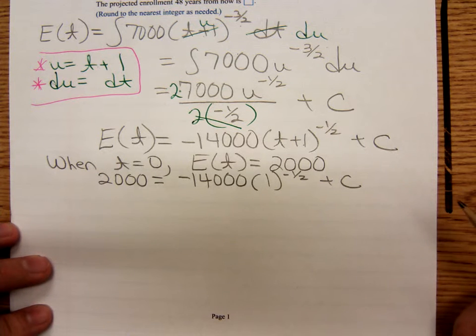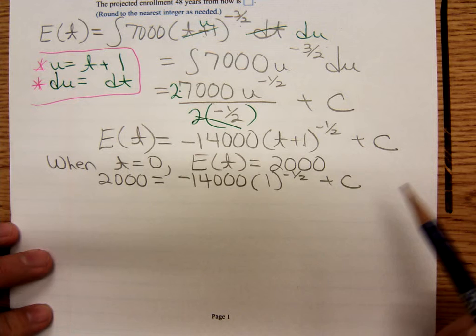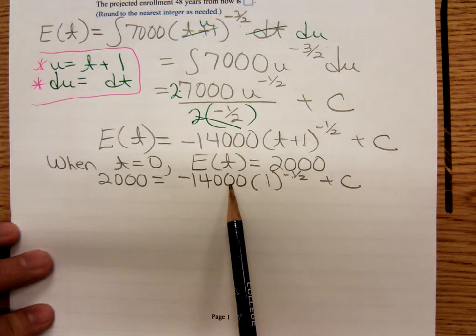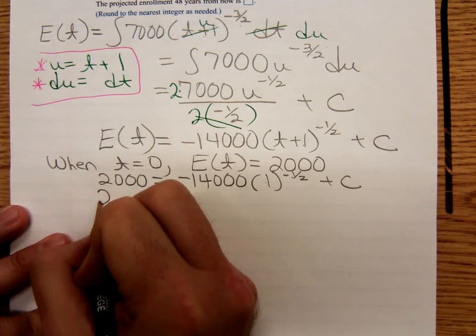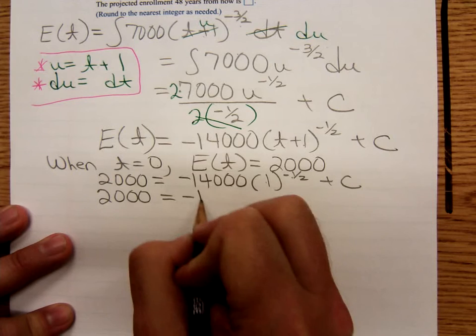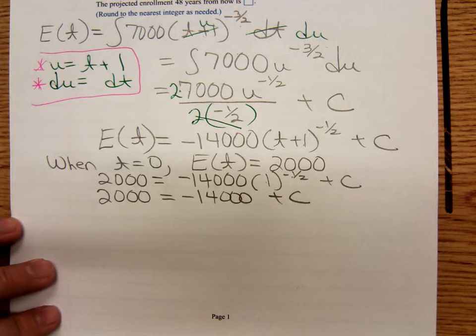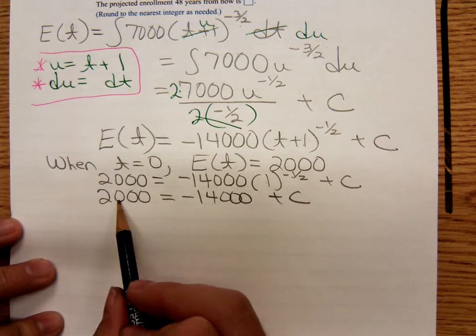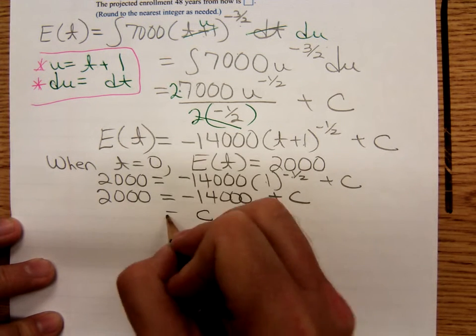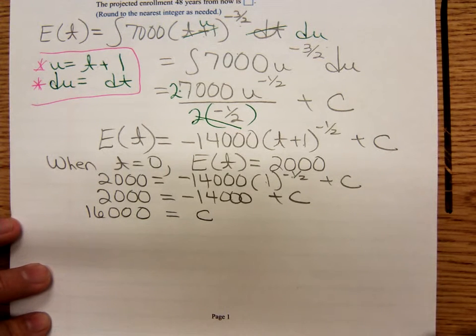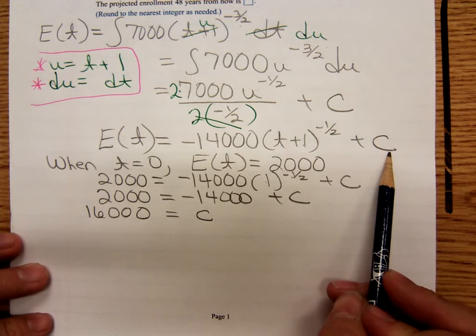1. So why do you have to resort to a calculator or rewriting using a positive exponent? I know 1 to any power is 1, times negative 14,000 is negative 14,000. So I really have 2,000 equals negative 14,000 plus C. So what's my constant of integration? 16,000. Add 14,000 to both sides to give me a constant of 16,000. So now I know that C there is actually a plus 16,000.